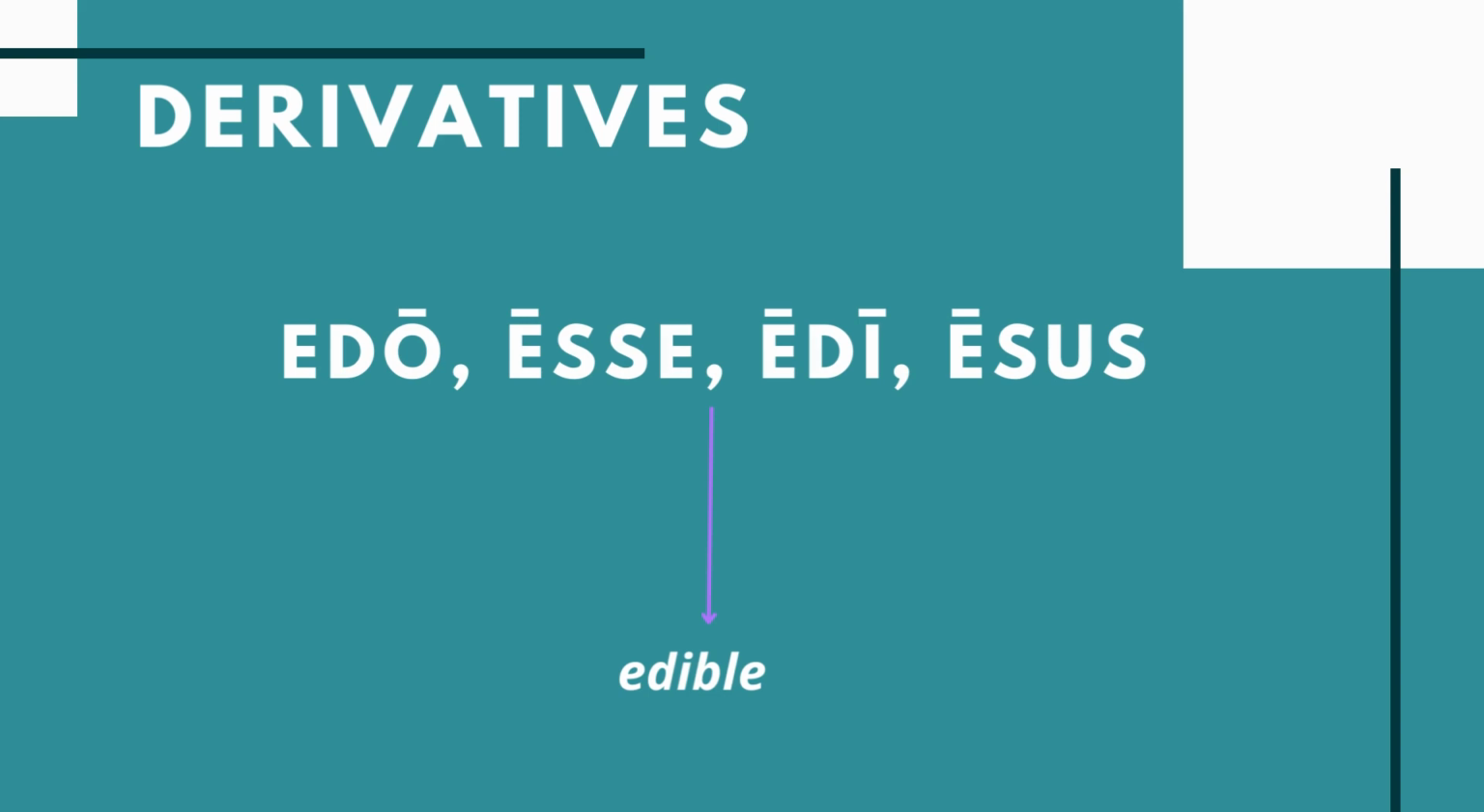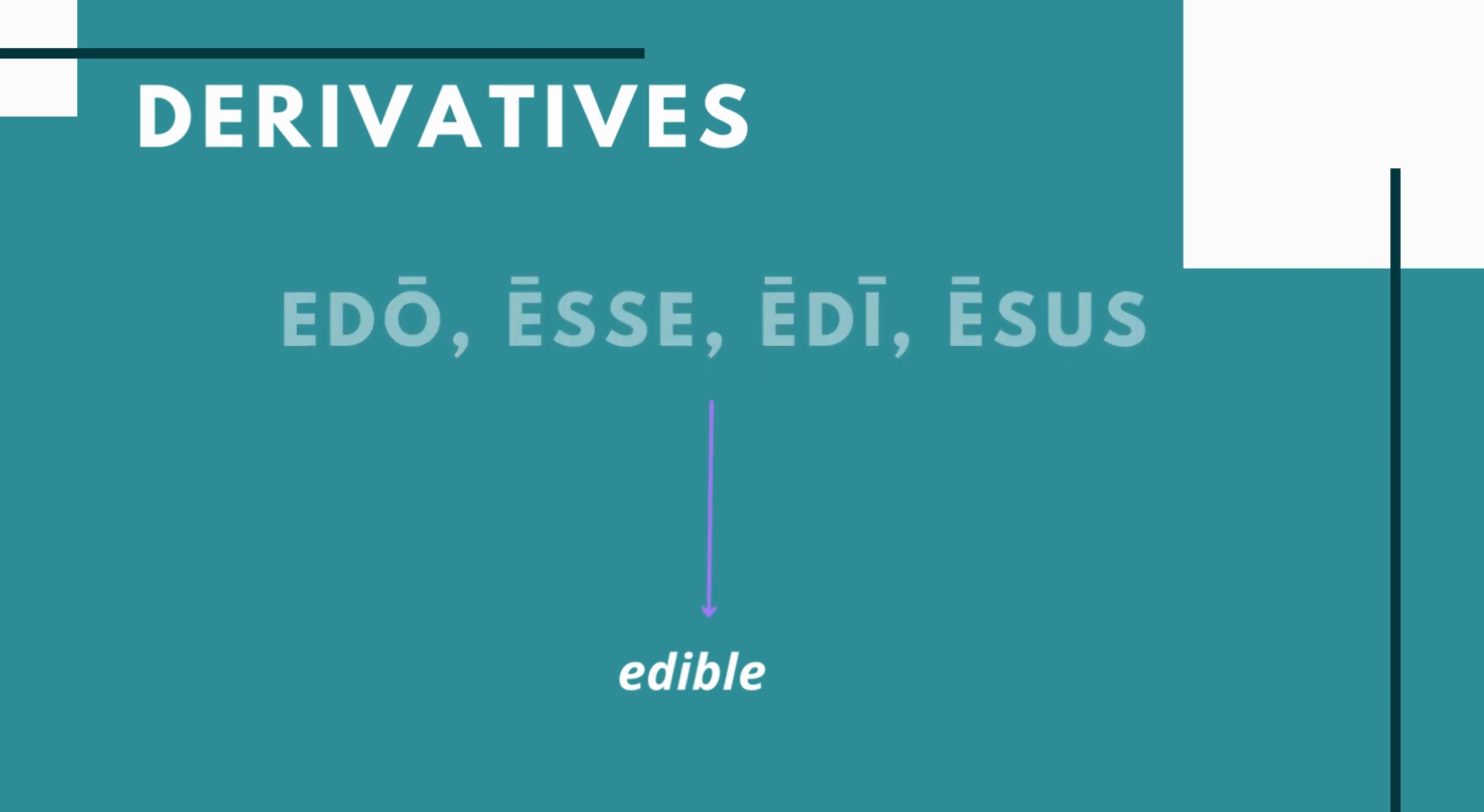Next, we have edo, esse, right? So esse means to eat. And it looks like esse, right? The verb to be, but it has the long E. So the verb to eat here is where we get the word edible from. And you can see that with the first principal part of edo, right? Meaning to eat, or I eat rather. And it's where you get edible, which means the same thing. If something's edible, it means you're able to eat it.